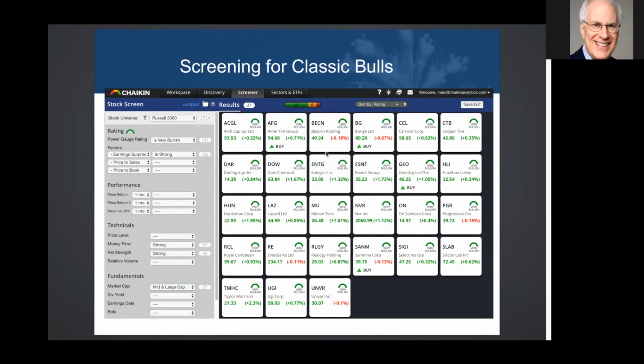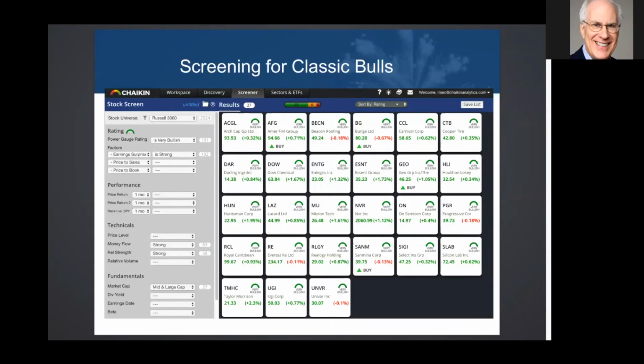I'm going to be demoing, as Micah said, our screener and our new stock discovery engine. So right before I finished today's webinar deck, I used the screener to screen for classic Chaikin bulls. I started with the Russell 3000, required that the Power Gauge rating be very bullish. Remember, those stocks were up 32% last year. And then I'm looking for strong relative strength and money flow. Those are the 3 components of the classic Chaikin bull.